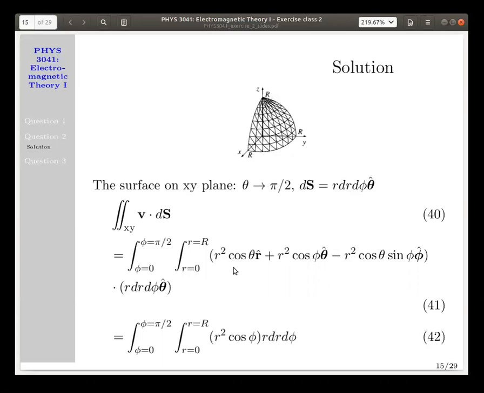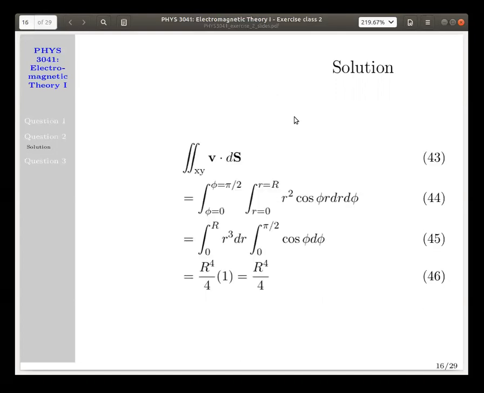Similarly, we take the dot product, and here only the theta component will survive. So we have r squared sine phi and r dr d phi. We integrate r from 0 to capital R and phi from 0 to pi over 2. Then we can do the integration separately on each variable. The r part gives you R to the power 4 over 4, and the phi part gives you 1. So you get R to the power 4 over 4.